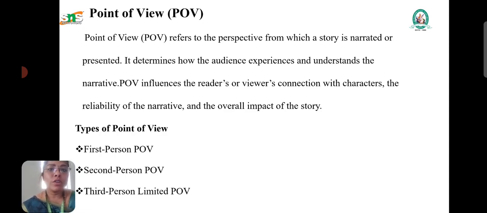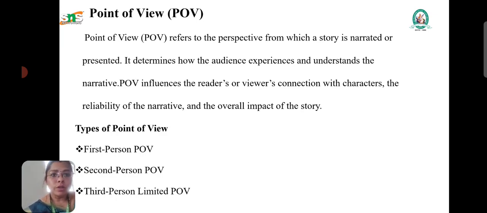Next topic we are going to see is point of view. Point of view determines how the audience experiences and understands the narrative. It has three types of point of view. That is first person point of view, which is nothing but what do I think and what do we think about the film or the story or the novel. That's the first person point of view.